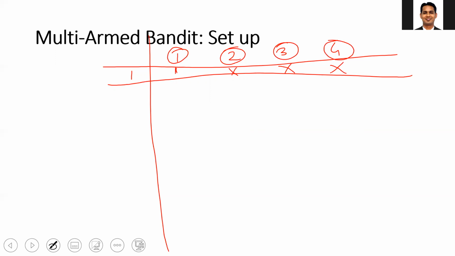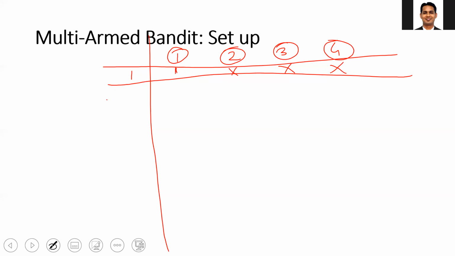There are certain settings where, when you select arm 1, you get the reward of arm 1, but you also get the reward of what would have happened if you had selected arm 2 or arm 3. That is called a full feedback setting. Here we are considering the partial feedback setting, where you get the reward of the arm which you have selected. You don't get any information about the other ones.